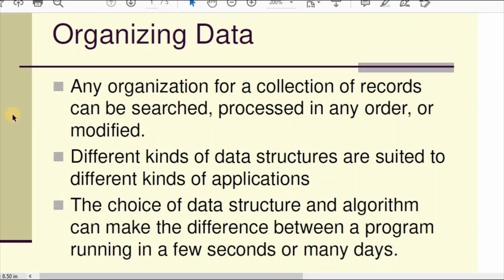The organization of our data is very important. Any organization for collection of records can be searched, processed in any order, or modified. Different kinds of data structures are suited to different kinds of applications. The choice of data structure and algorithm can make the difference between a program running in a few seconds or taking very long, like many days, to complete running. So these two things are very important when it comes to efficiency of our programs. Number one, the data structure that we use, and number two, the choice of algorithms.